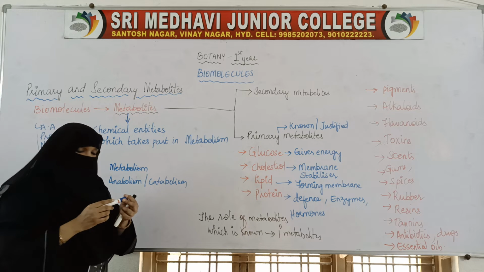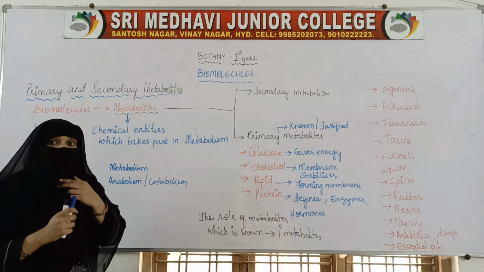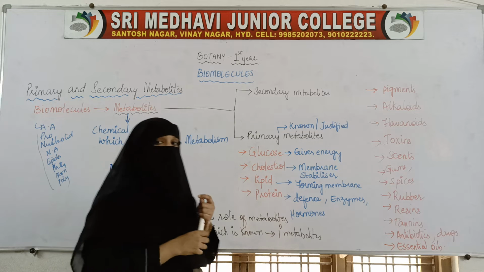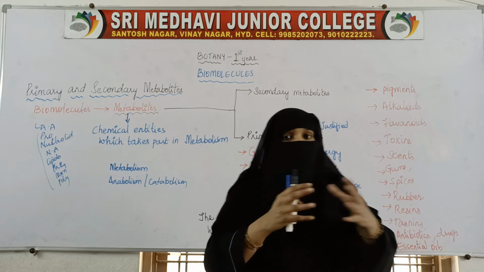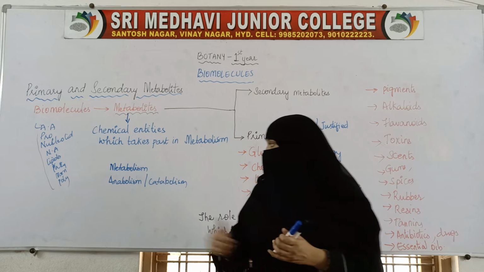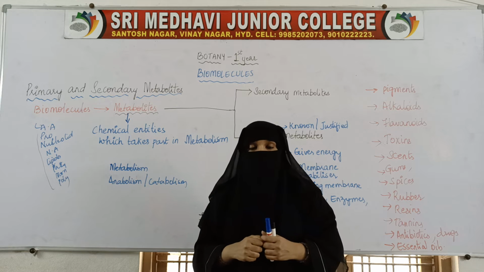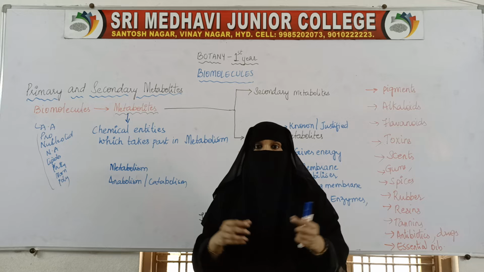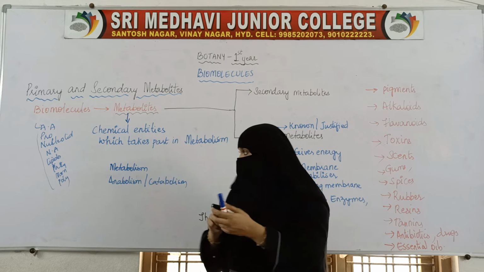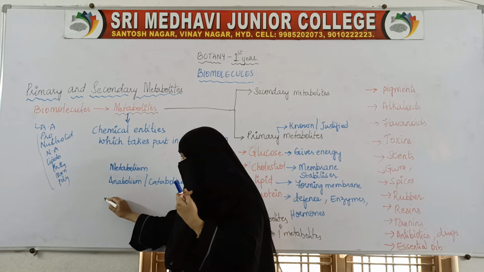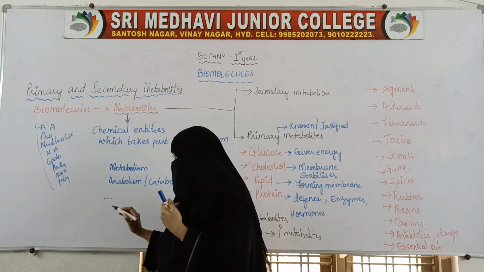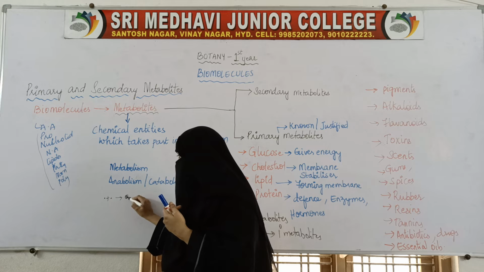Metabolism, or the metabolic activities, consist of two types of activities: anabolic activities and catabolic activities. In catabolic activities, or catabolism, bigger molecules are broken down into smaller molecules, whereas in anabolism, smaller molecules join together and form a big molecule. If I draw this, in anabolism, this is one small molecule, this is one small molecule.